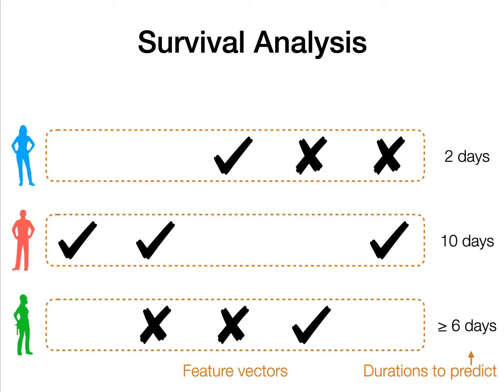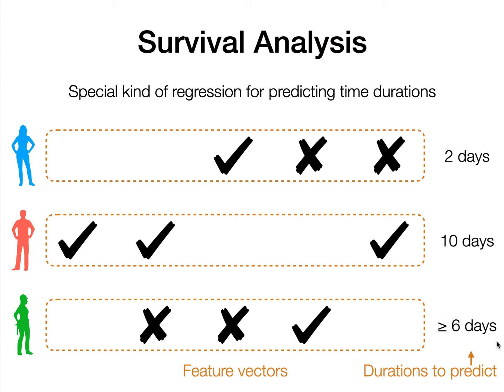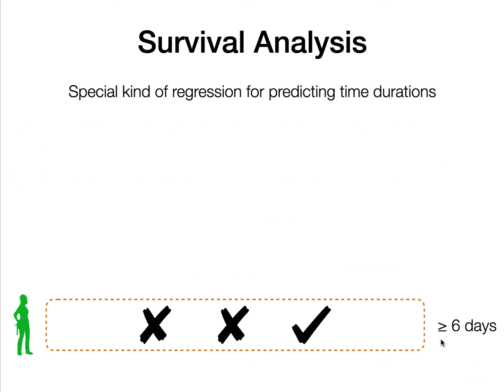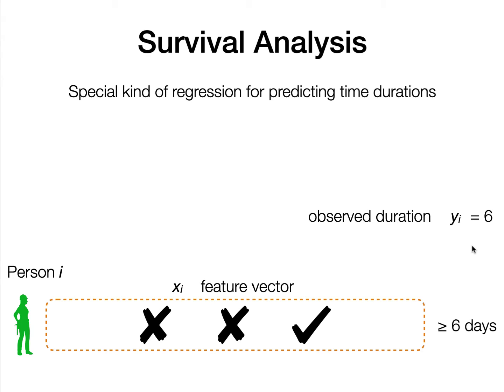With that said, you can think of survival analysis as essentially like a special kind of regression for predicting time durations. These durations are always non-negative, and then we have this peculiar feature where we can have this greater than or equal to sign. Just to anchor some notation, for the ith person, I will use xi to denote the ith person's feature vector. The next thing is I will use yi to denote the observed duration. I'll also refer to this as the observed time. So yi for this green patient is equal to 6, okay?